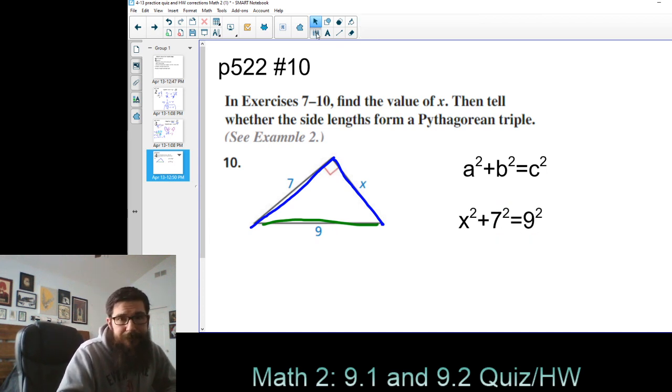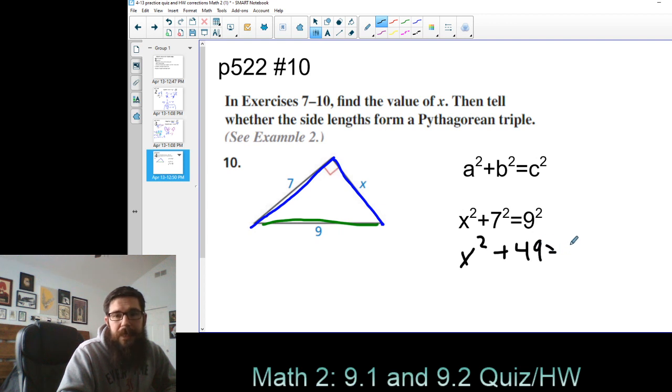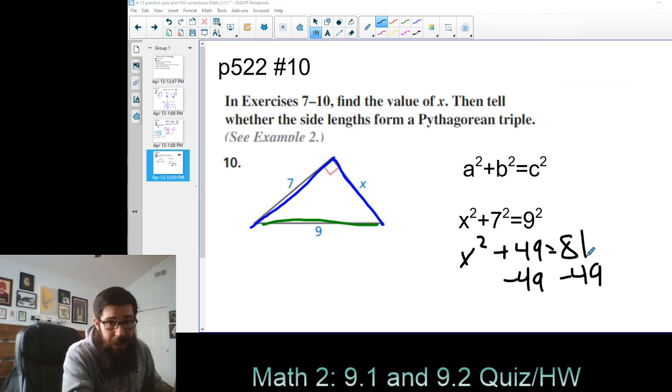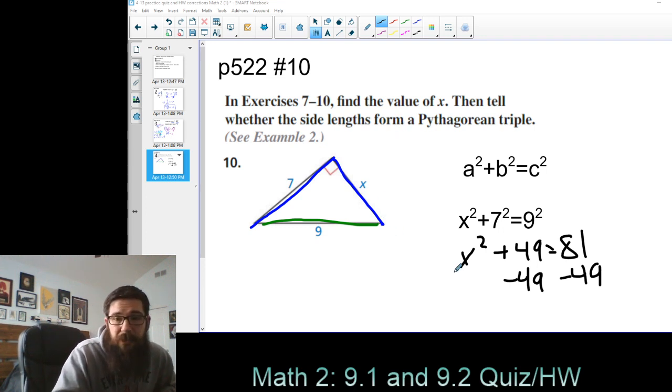So let's clean this up. I'm going to probably write out the rest of these. It's going to give me x squared plus 7 squared is going to be 49. 9 squared is going to be 81. And we're solving to try and get x by itself. I'm going to subtract 49 from both sides. You could do calculator for this. Let's go and pull up a calculator. Again, I have no problem if you use a calculator on a test. 81 minus 49 is going to give me 32.